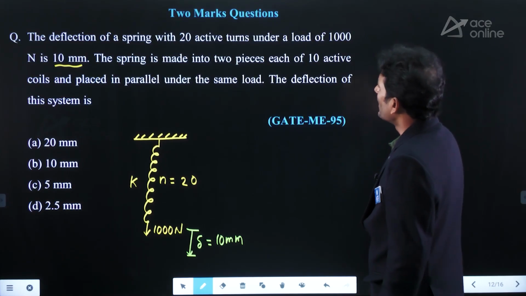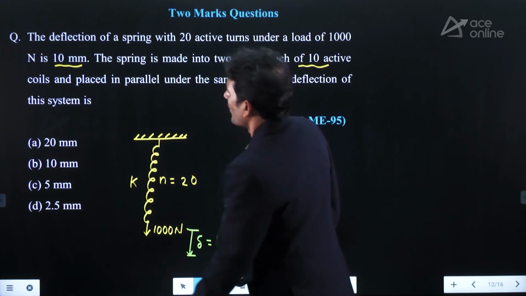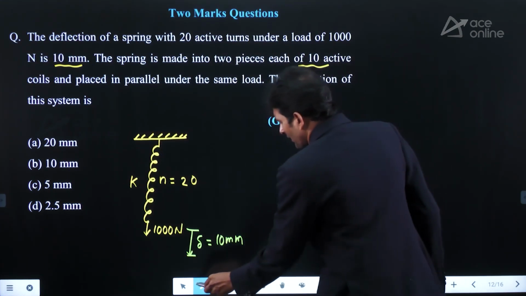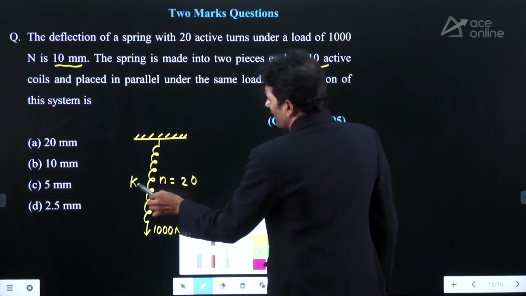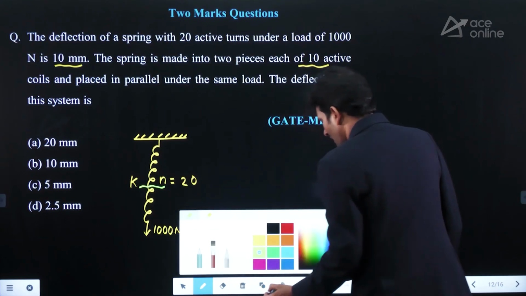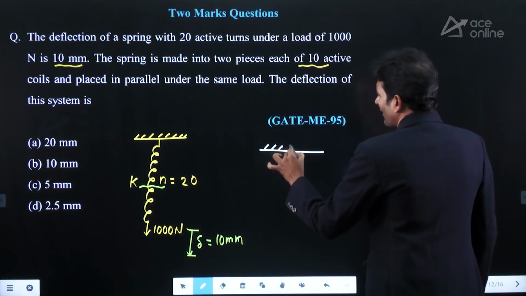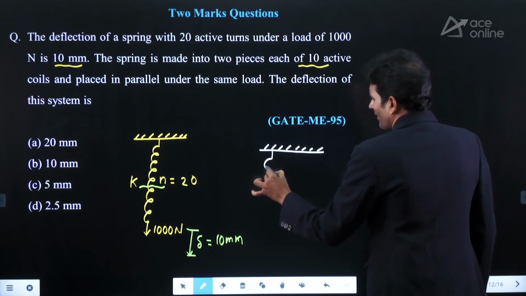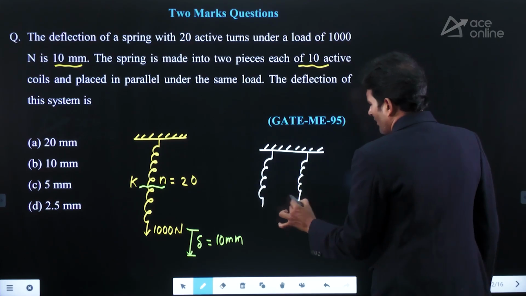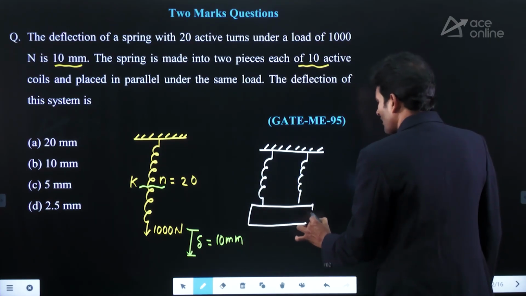The spring is made into two pieces, each having 10 active coils, and placed in parallel under the same load. What we are doing? We are cutting the spring into two parts. Very good. Those two parts are arranged in a parallel position. Initially the spring has a stiffness of K. When I am cutting the spring, what is the effect of the cutting action on the stiffness of the spring?